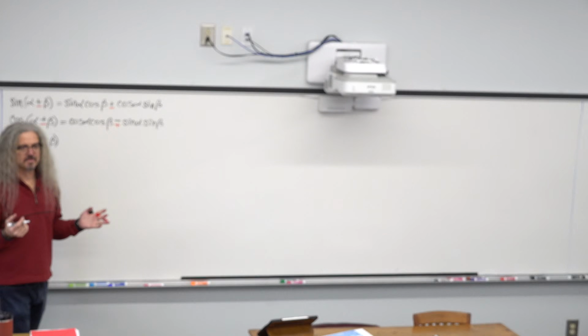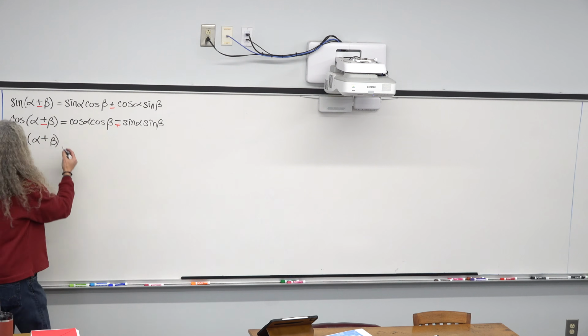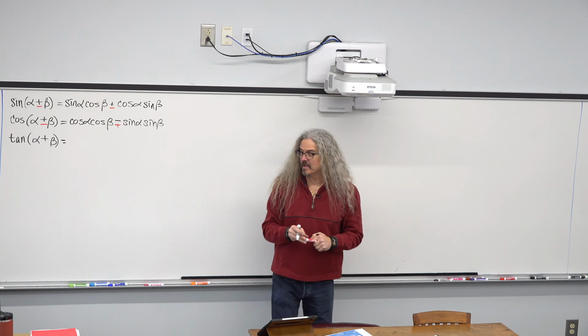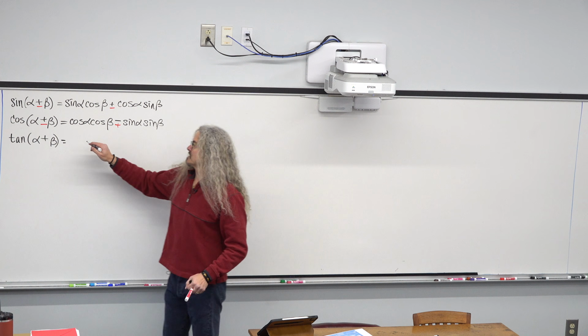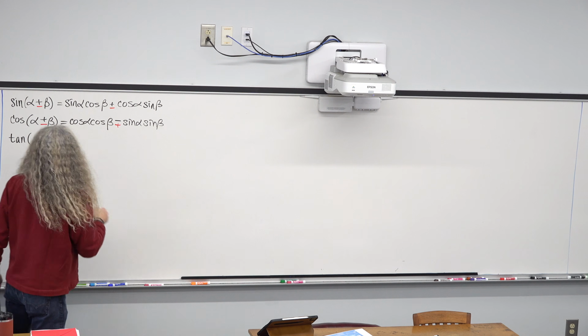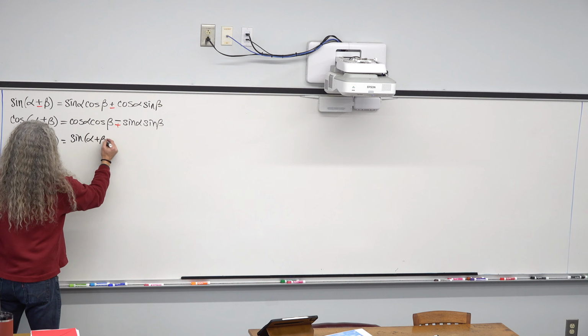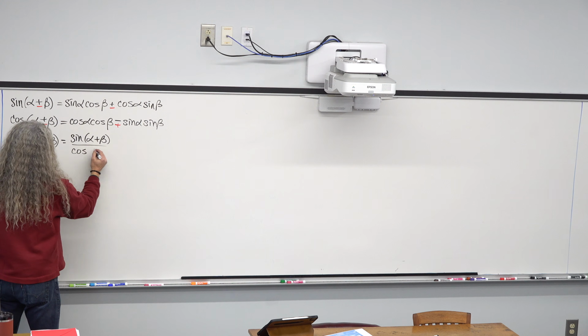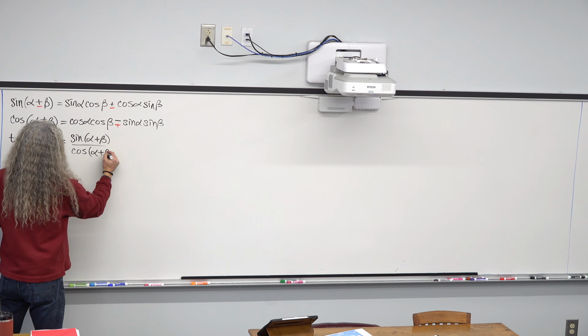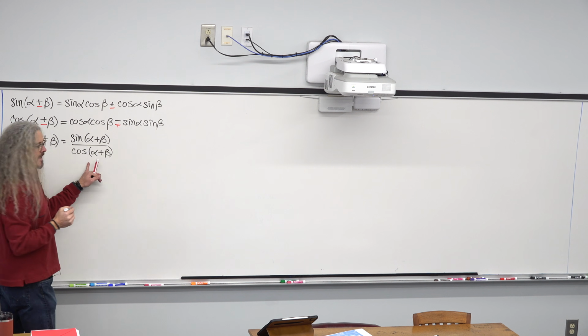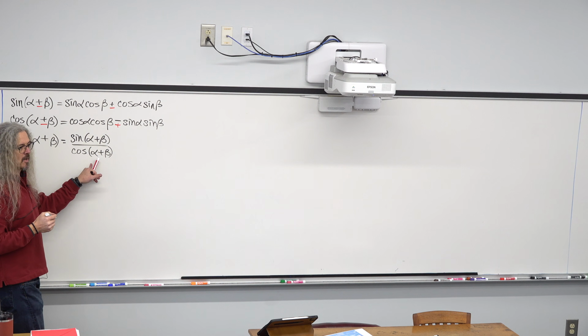Maybe you use sine and cosine a lot more for some reason, and you forget the identity for the sine of alpha plus beta. Well, tangent is sine over cosine. So the tangent of alpha plus beta is the sine of alpha plus beta over the cosine of alpha plus beta. Now you have to have, at a minimum, these two identities in your back pocket.